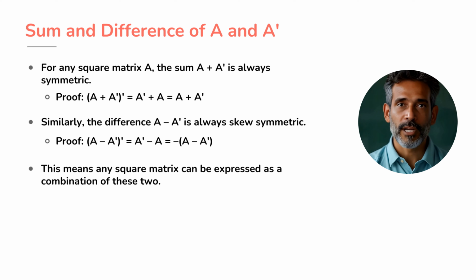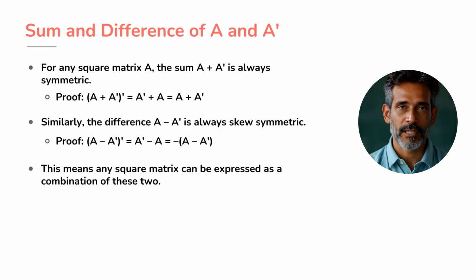If you take any square matrix A and add it to its transpose, that is A plus A transpose, the result is always symmetric. Why? Let's prove it. Transpose of A plus A transpose equals A transpose plus A, which is the same as A plus A transpose again. So, the transpose of the sum equals the sum, that makes it symmetric. Similarly, if you take the difference A minus A transpose, it always gives a skew-symmetric matrix. Again, the transpose of A minus A transpose equals A transpose minus A, which is negative of A minus A transpose. That satisfies the skew-symmetric condition.